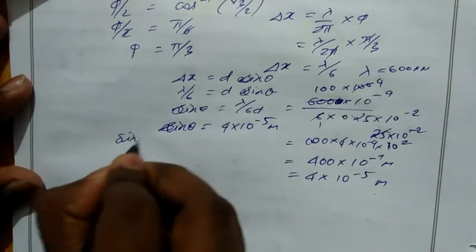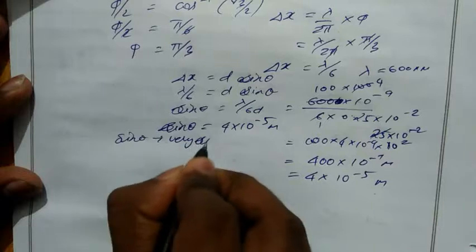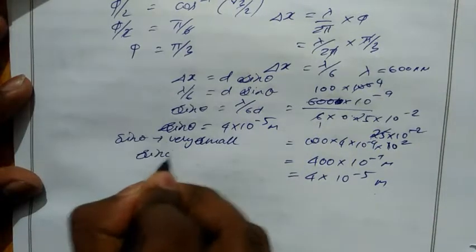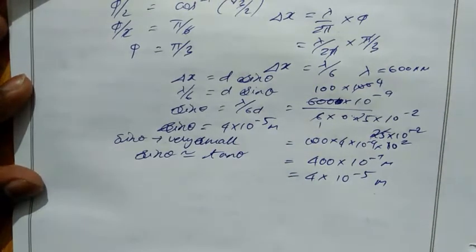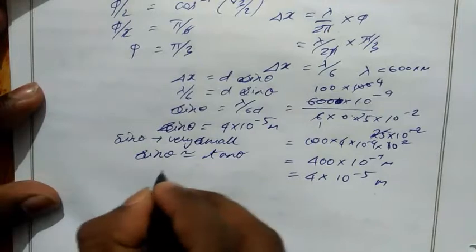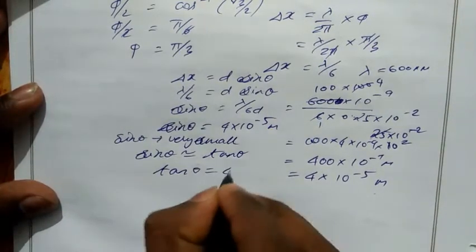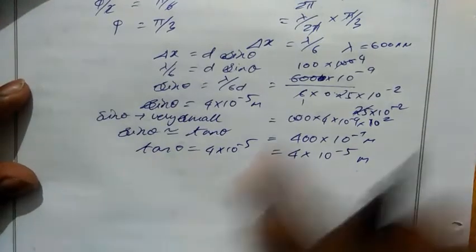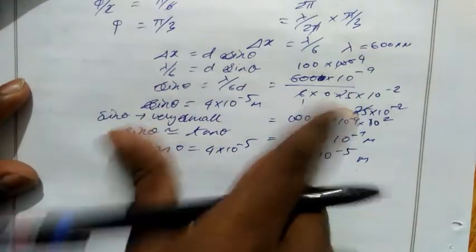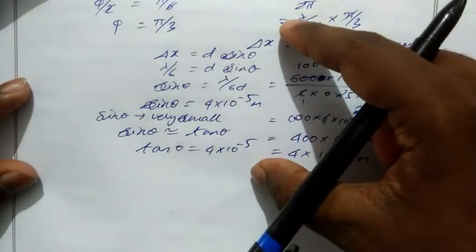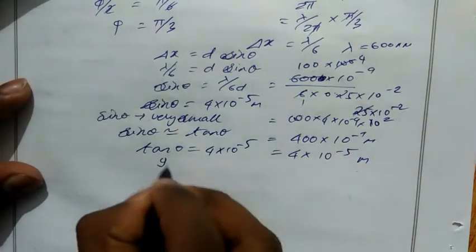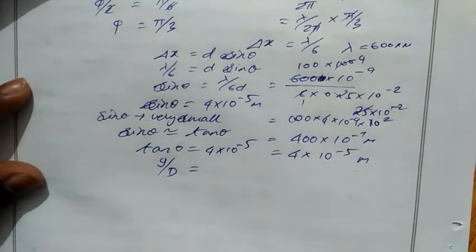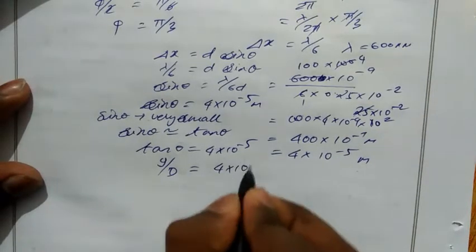We can take sin theta as very small. So sin theta is more or less equal to tan theta. Okay, so I can take tan theta equal to 4 into 10 power minus 5. Then what is the formula for tan theta? Opposite by adjacent. In YDSE experiment, in opposite we have Y, adjacent we have the distance between slits and screen, capital D. So instead of tan theta, I can use opposite by adjacent, which is 4 into 10 power minus 5.